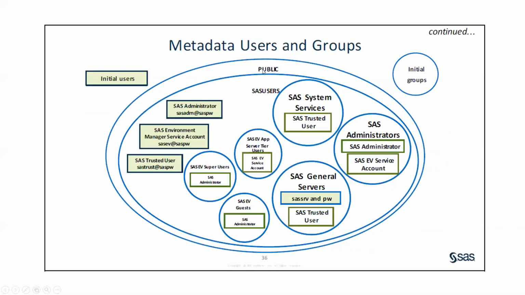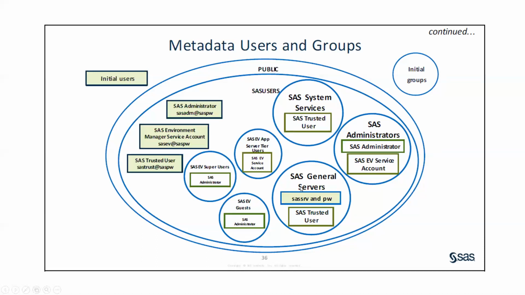Okay. Then metadata users and groups. Just now I told you about the groups. So we have different users, and different groups also. So for example, SAS trusted user. It comes in the SAS system services, SAS administrator, SAS environment manager, service account. These two will be considered as SAS administrators. Then SAS SRV, SAS trusted user. Again, these two come under SAS general support. Means a single user can be part of multiple groups also.